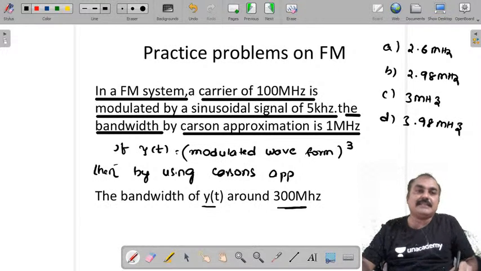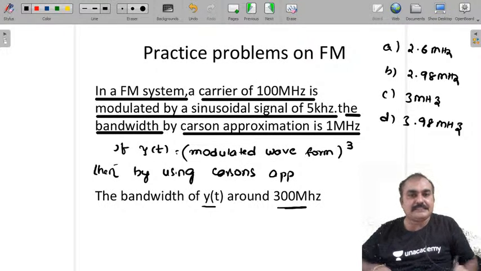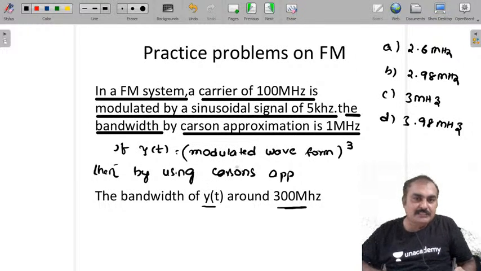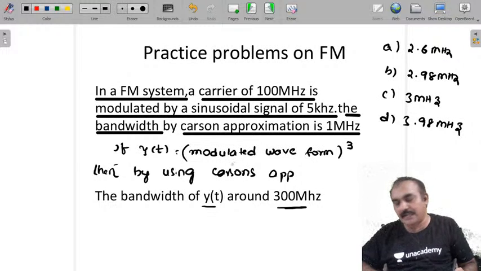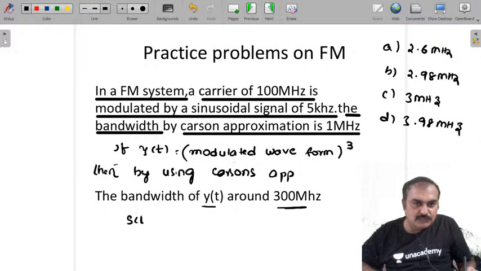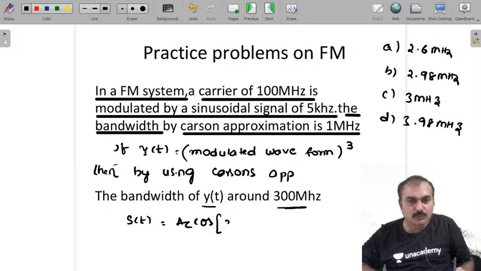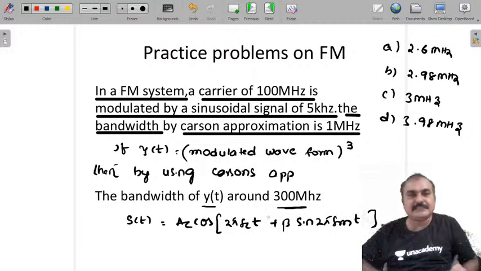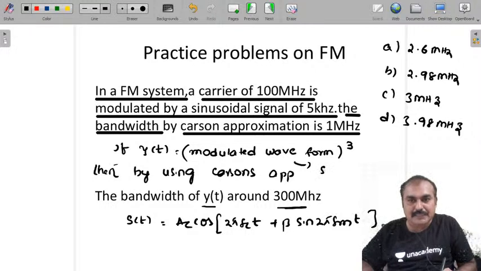Now he has taken the waveform generally. He is asking Carson's rule. Carson's rule also, he has taken the waveform, and that particular waveform is y of t. Generally, what is the modulated waveform? S of t. So what is the general S of t waveform? S of t equal to AC into cos of 2 pi into fc into t plus beta into sine 2 pi into fm into t. This is a modulated waveform. This one is nothing but S of t.